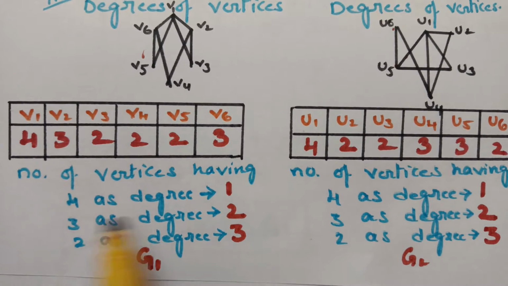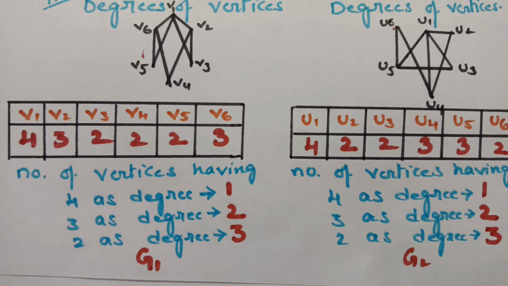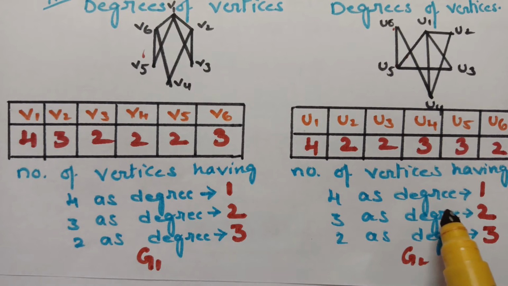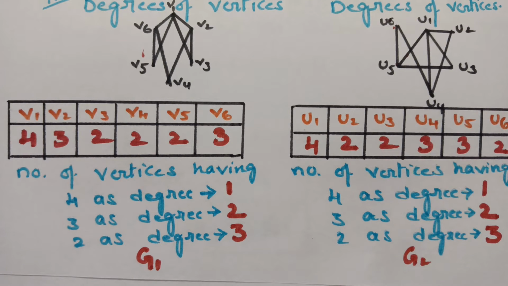See here, the number of vertices having 4 as degree is 1, 3 as degree is 2, and 2 as degree is 3. Here also, one vertex has 4 as degree, 2 vertices have 3 as degree, and 3 vertices have 2 as degree. So 1 2 3, 1 2 3. So this is also the same. So now the number of vertices is the same, the number of edges is the same, and the degree of each and every vertex is the same. And the next thing we have to do is cycle length.